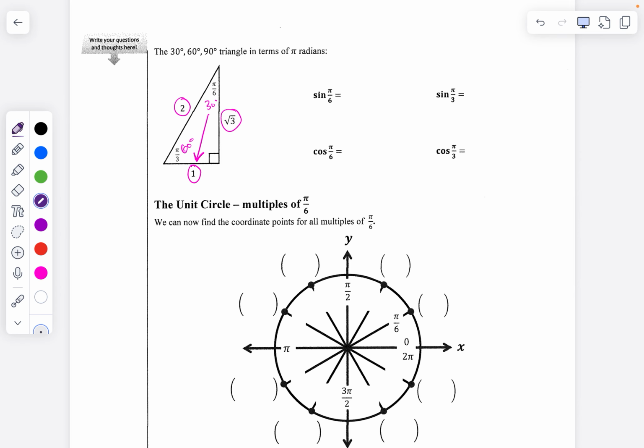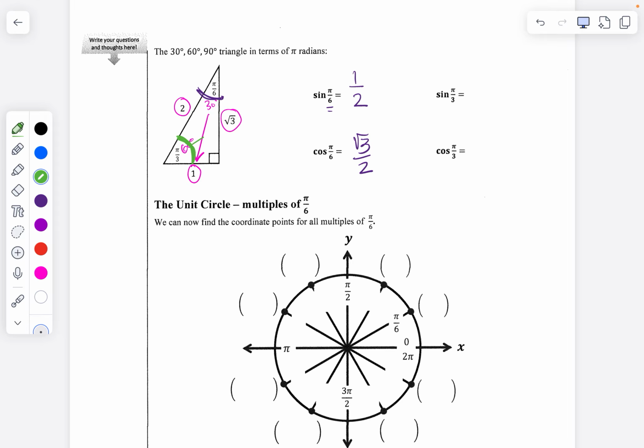So that tells me from pi over 6, so that's going to be my angle here. If this is my sine, I know it's opposite over hypotenuse. Well, that's 1 over 2. So I know 1 over 2 is sine of pi over 6. If I'm looking at that, then I also know cosine from this angle is adjacent over the hypotenuse, which is root 3 over 2.